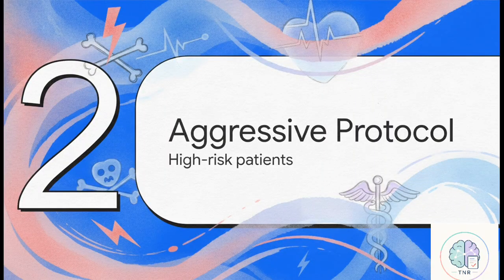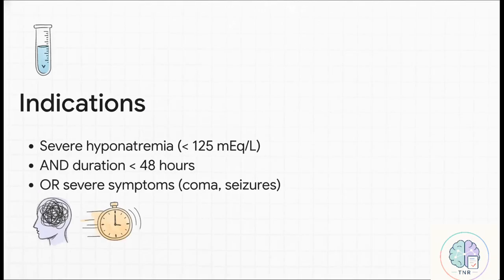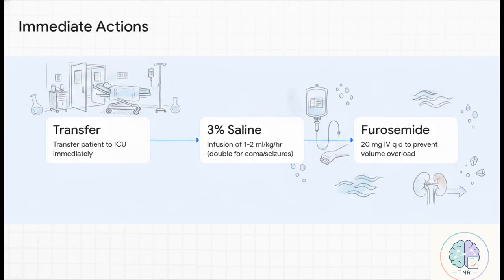Which brings us to part 2, the aggressive protocol. Now you're only going to trigger this intense protocol under strict emergency conditions. The sodium has to be severely low, under 125, and you need one of 2 things to be true. Either the onset was incredibly rapid, happening in under 48 hours, or the patient is actively exhibiting dire symptoms, think coma, seizures, or delirium. Since this is an absolute emergency, your actions need to be fast and decisive.